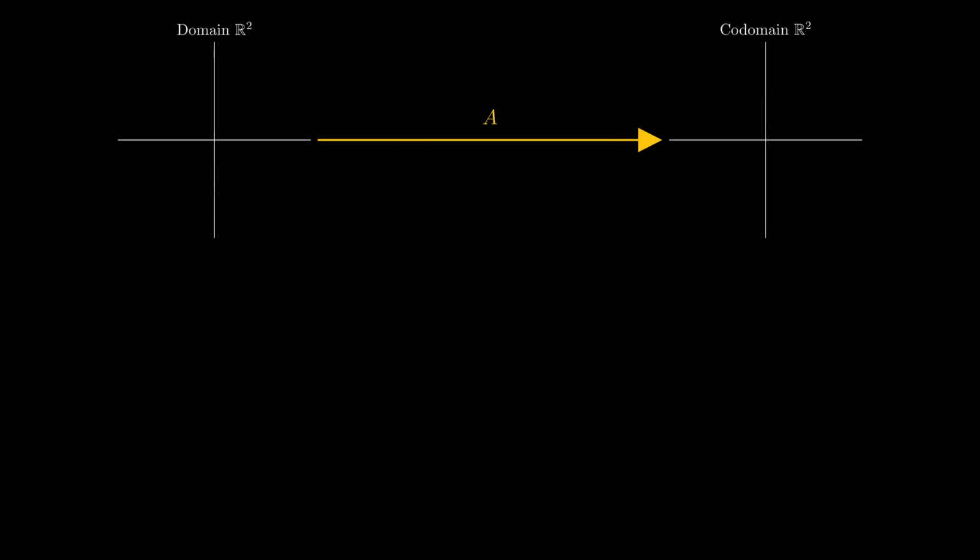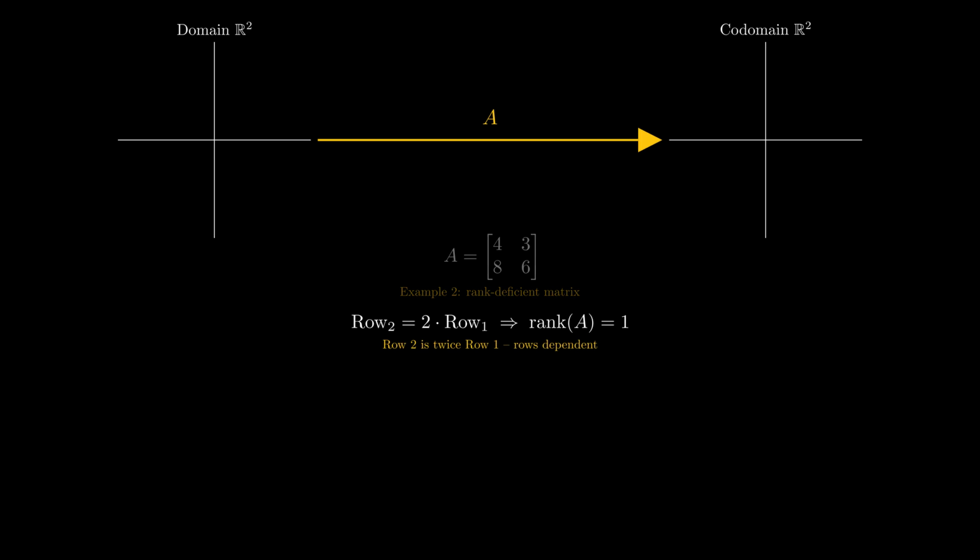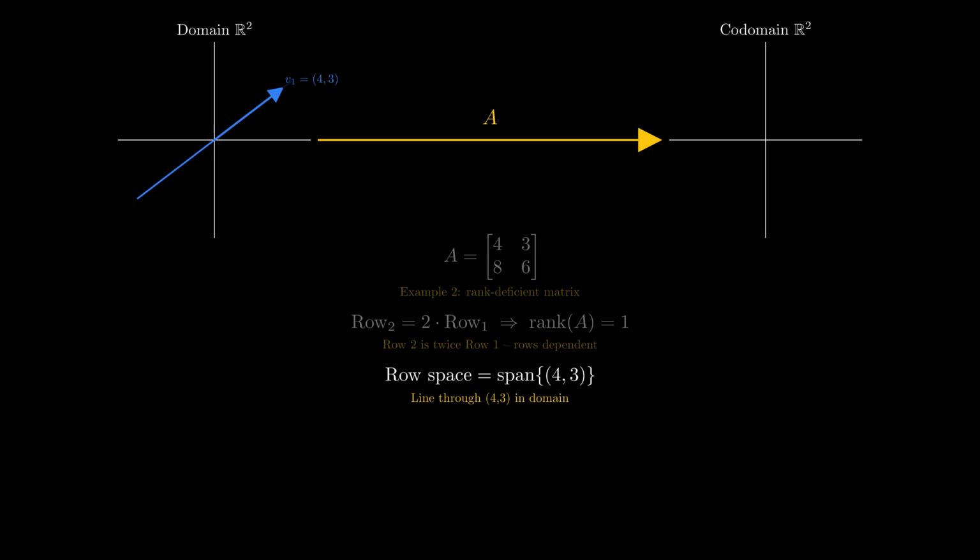That was the easy case where every direction got stretched. Now let's see what happens when one direction collapses entirely. Here is example 2. The matrix A has rows 4, 3 on top and 8, 6 on the bottom. Look carefully at the rows. The second row is exactly twice the first, so the two rows are not independent. That tells us the rank is 1. The row space is just the line through the vector 4, 3.